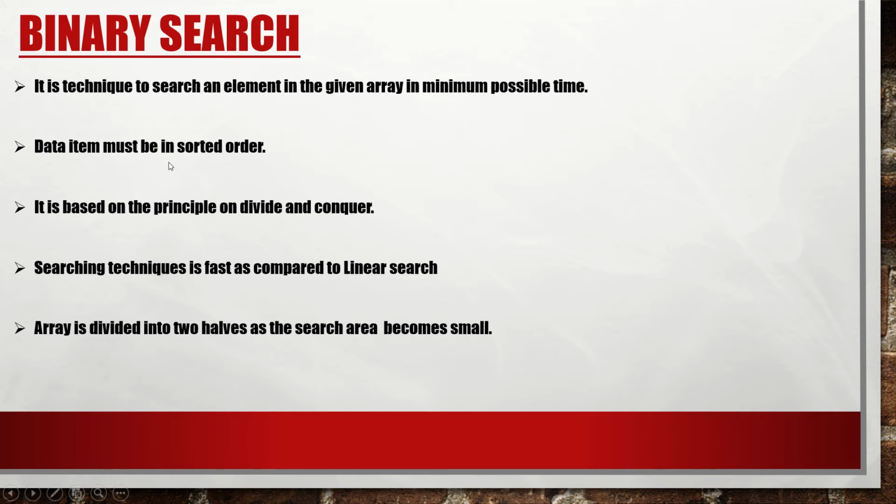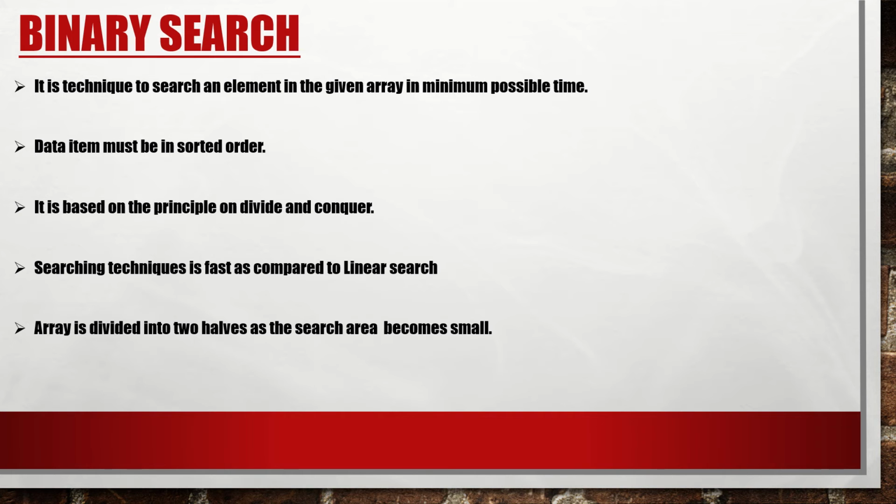Data items must be in sorted order. The main point of this searching technique is that data must be in sorted order. It is based on the principle of divide and conquer. This searching technique is fast as compared to linear search, because it is based on the principle of divide and conquer. An array is divided into two halves as the search area becomes small. That is, the search space becomes small. So this is what binary search is, right?